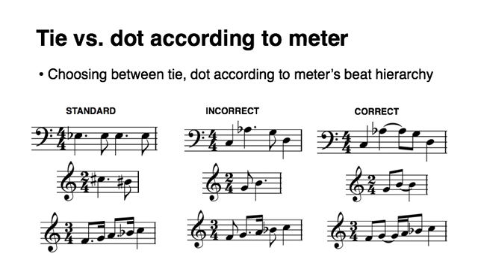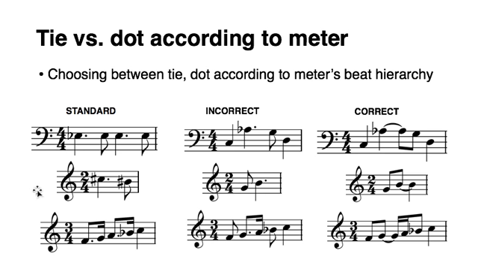Sometimes we can express the same duration by using both an augmentation dot or a tie, but we prefer one over the other according to the meter's beat hierarchy. So the basic principle here is that we want to show where the beats fall, where the strong beats fall, as clearly as possible. So we don't mess with the beat hierarchy, or we don't try and obscure it with dots.